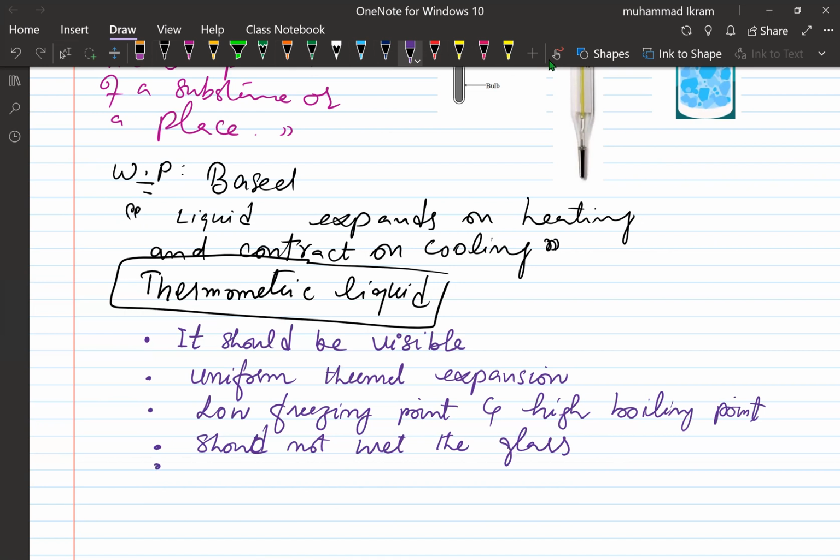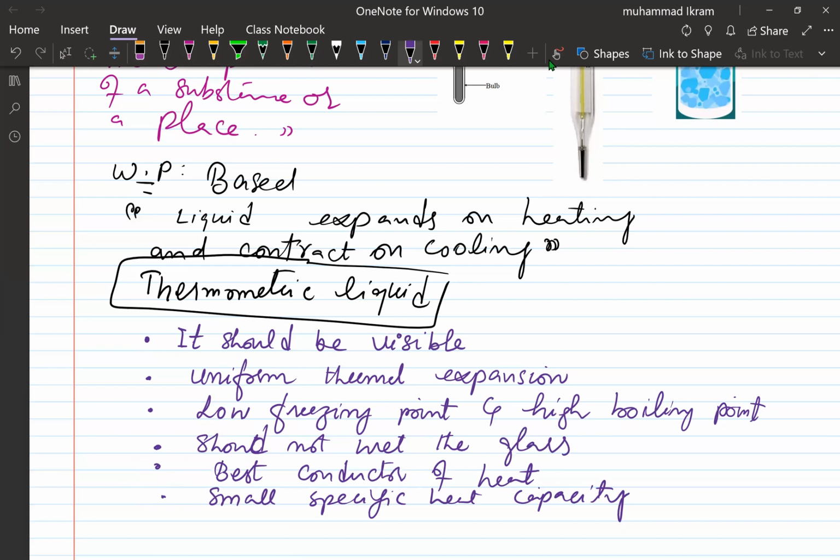To other substances. Another important point is that it must be the best conductor of heat. It should conduct heat very quickly, and it should have a small specific heat capacity. What does this mean? We will explain it later on, but specific heat is the amount of heat energy required to raise the temperature of unit mass of a substance by 1 Kelvin, right?